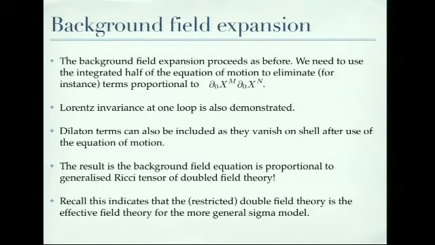We can include the dilaton terms as before, and they also vanish on shell after use of the equation of motion. And the final result we get is that the background field equation of this sigma model with the strong constraint is exactly the generalized Ricci tensor familiar from double field theory. So this is basically saying double field theory with the strong constraint is like an effective field theory for the more general sigma model.